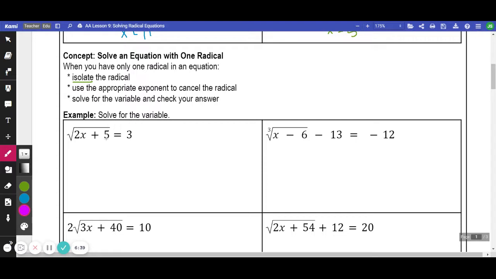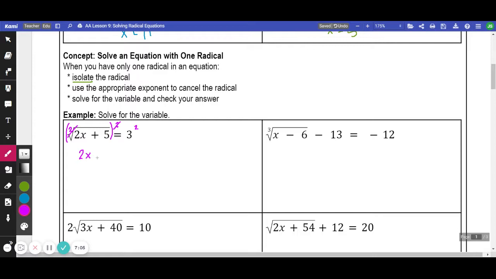So since this first problem is already done, the second step is to use the appropriate exponent to cancel the radical. So like up above, this one, if it's a second root, we need to use the second power to undo it. What we do on one side, we have to do on the other. So I have to do a second power over there. So second root and second power undo each other.